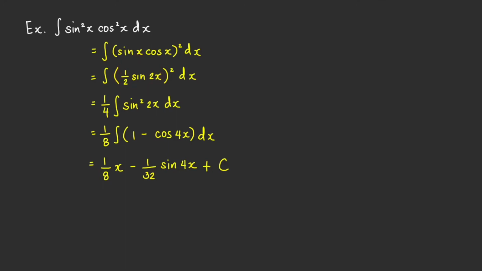Now we can distribute the 2 here and write our expression as 1 over 4 sine squared 2x. And here we can use the identity sine squared of theta equals 1 minus cosine of 2 theta all over 2. So we can write this sine squared 2x as 1 minus cosine 4x all over 2. So that becomes 1 over 4 times 1/2, which is equal to 1 over 8. Our theta here is equal to 2x.